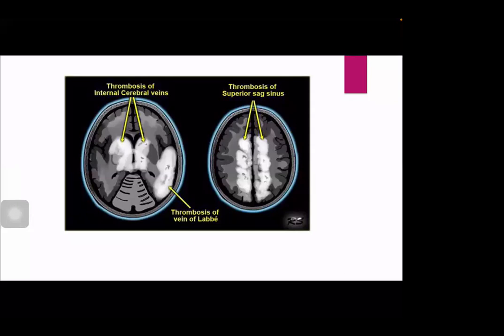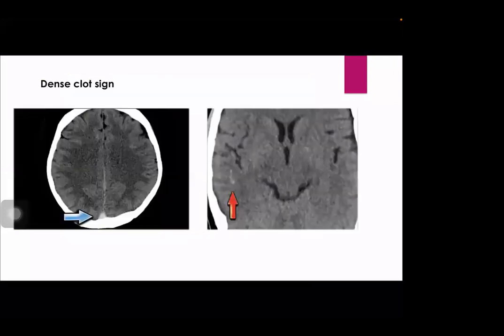Here, the distribution according to the involvement of the vein. If the internal cerebral vein is involved, we have infarction in the basal ganglia and thalami. If the vein of Labbé is involved, we have infarction of the temporal lobes, while thrombosis of the superior sagittal sinus leads to bilateral parasagittal frontal lobe involvement. On the non-contrast CT scan, we have what's called the dense clot sign.